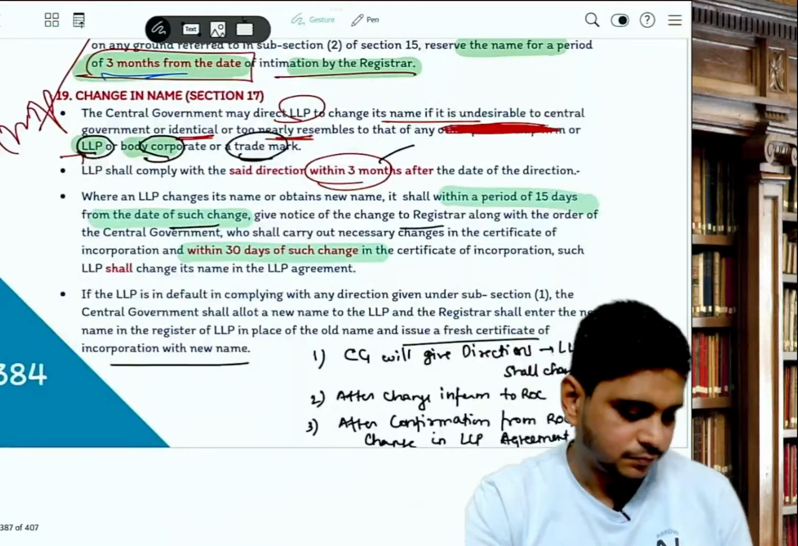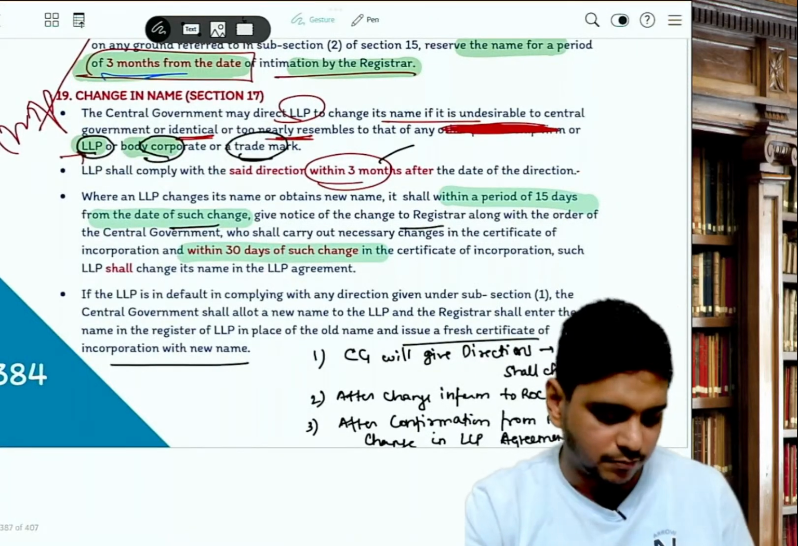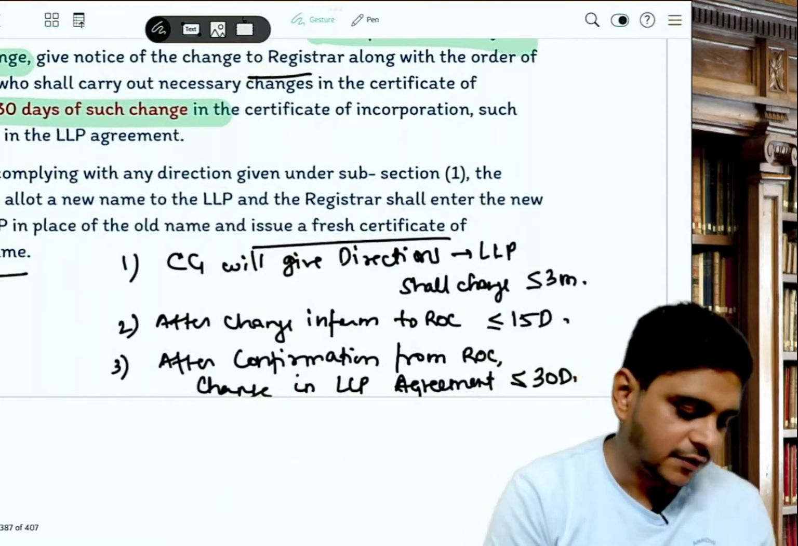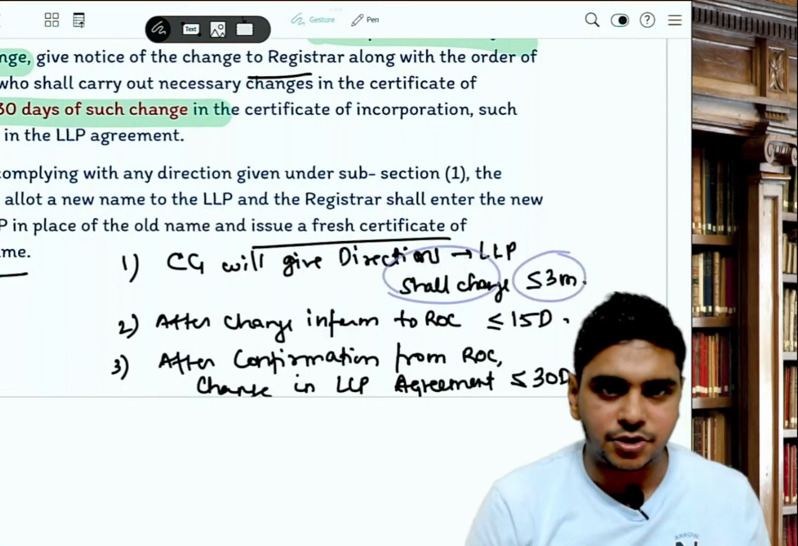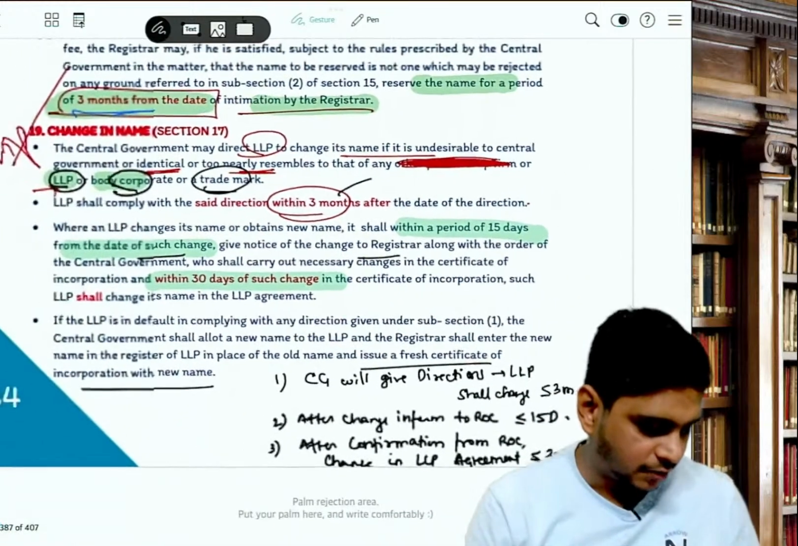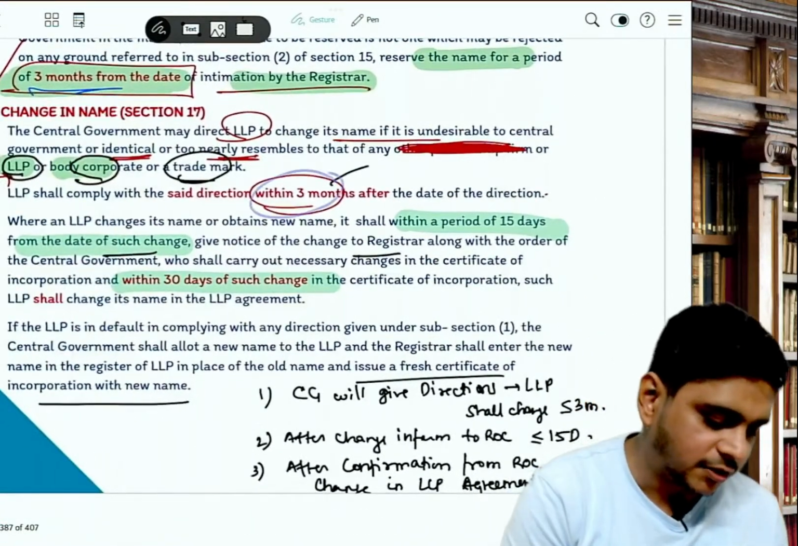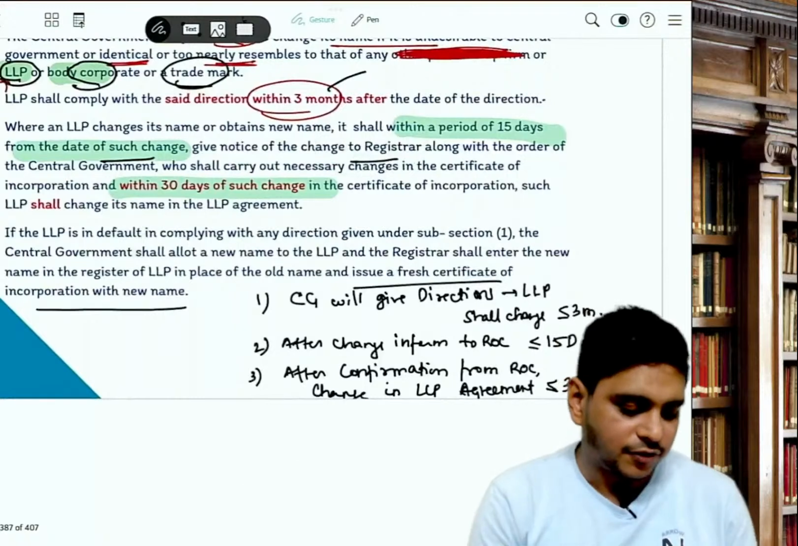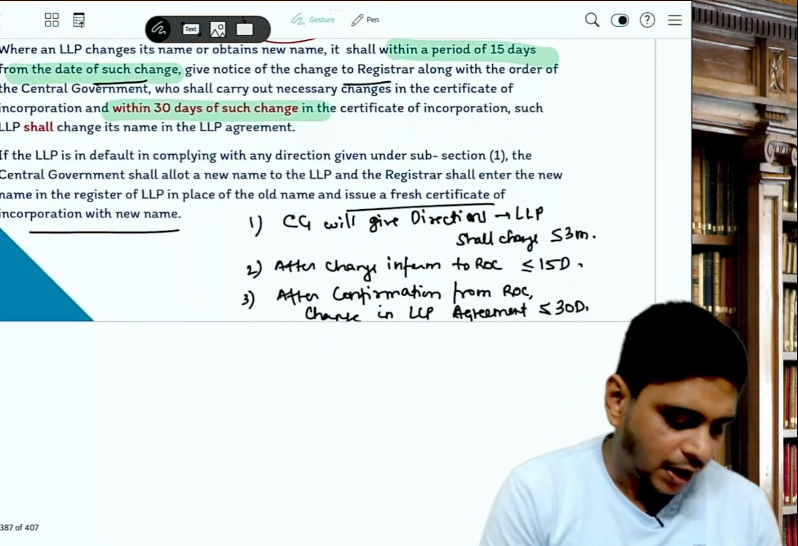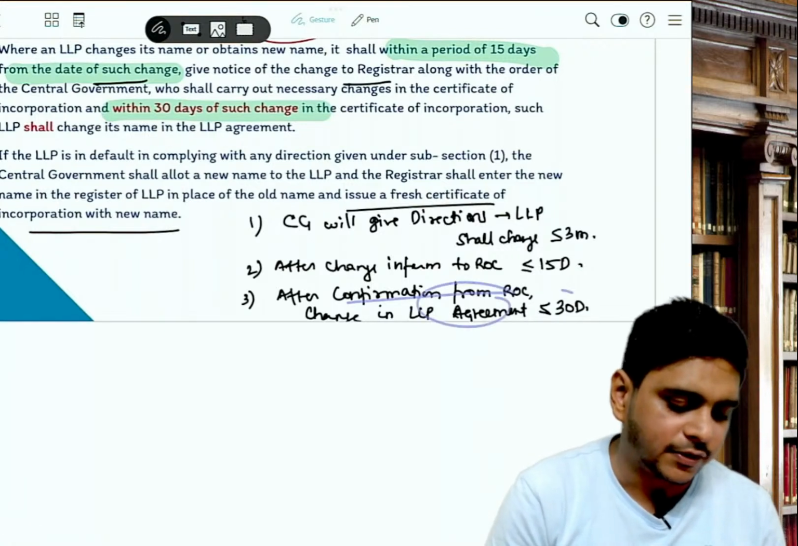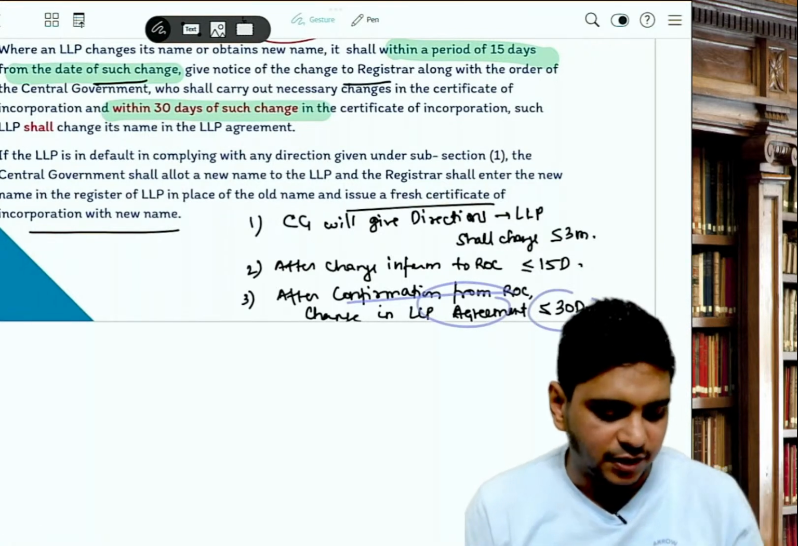Now, sir, change in name, Section 17. CG will give directions to the LLP to change the name. Such change should be done within 3 months. LLP shall comply with the direction within 3 months after the date of direction. After the change, inform the ROC within 15 days. After confirmation from ROC, change the LLP agreement within 30 days. So 3 months, 15 days, 30 days.